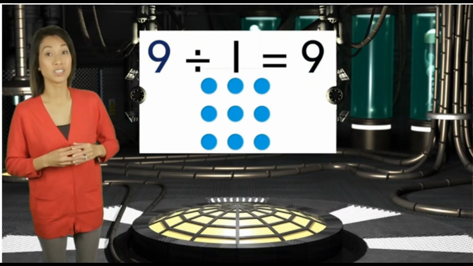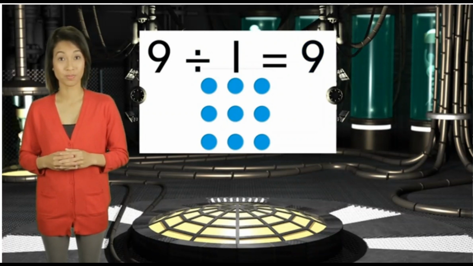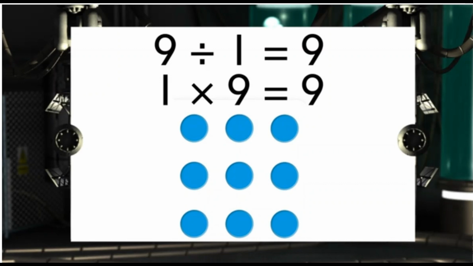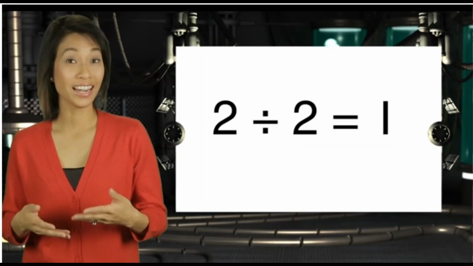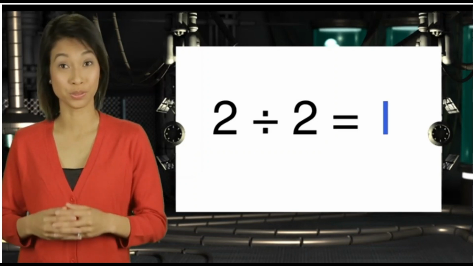So 9 divided into one group means there is 9 in that group. That might sound familiar because when you multiply any number by 1, you also get that number. One group of 9 is 9. Next rule. When any number except 0 is divided by itself, the quotient is 1.